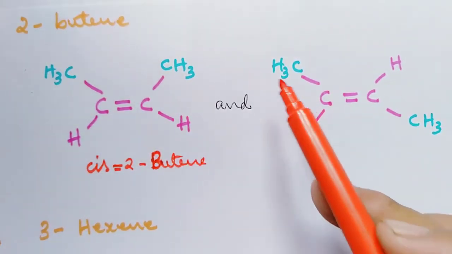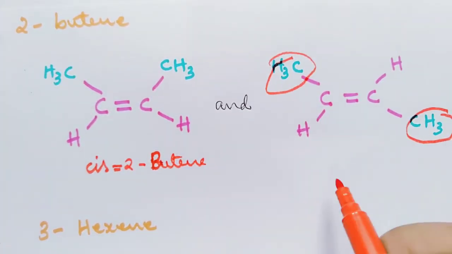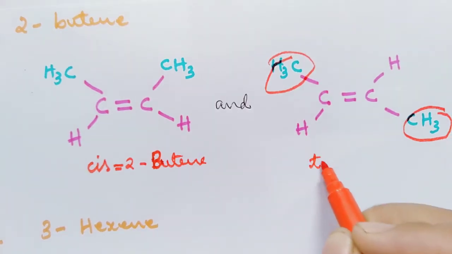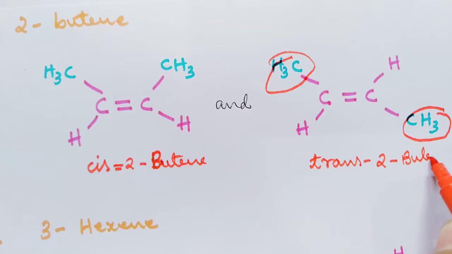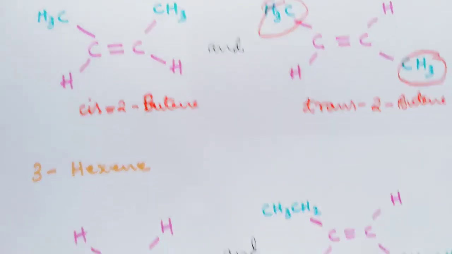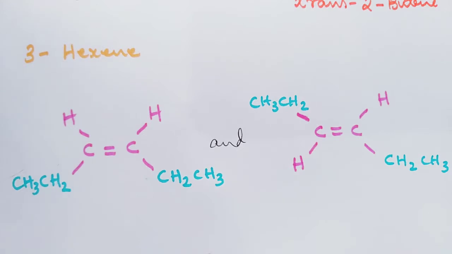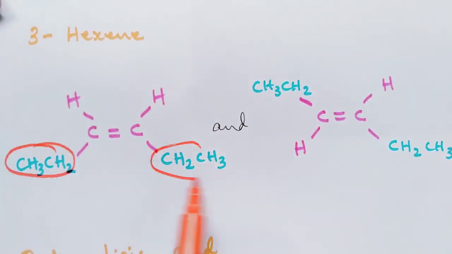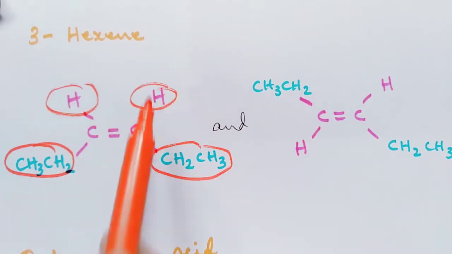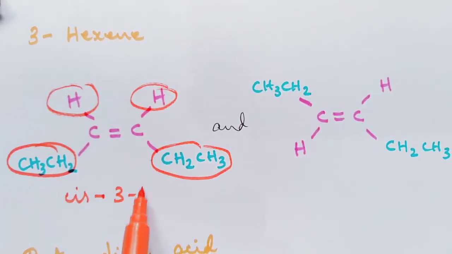Whereas here we see that the similar groups lie on the opposite sides of the double bond. So this one is a trans 2-butene. Okay, now we come to the second example. We have 3-hexene. Now we see that the similar groups lie on the same side of the double bond. So this one is a cis 3-hexene.